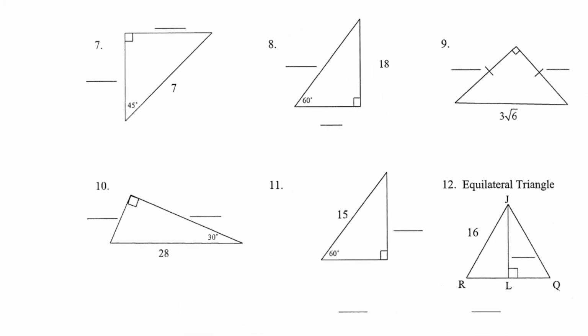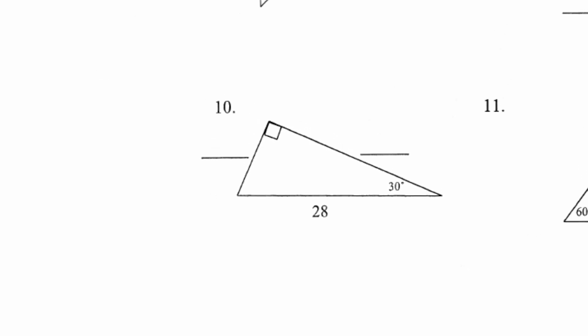Okay, let's drop down to number 10. So number 10, this is a 30, 60, 90. Which one is the hypotenuse here? Here's the 28. Here's the short leg. Here's the long leg. Remember, your little right angle mark is an arrow always pointing towards the hypotenuse.